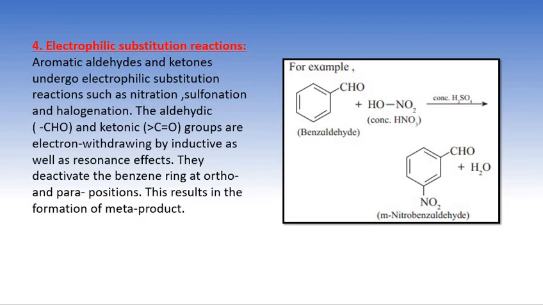For example, when benzaldehyde reacts with nitrating mixture, it will give you meta-nitrobenzaldehyde. On halogenation, you will see the formation of meta-chlorobenzaldehyde. In sulfonation, you will see the sulfonic acid group on the meta position, and in Friedel-Crafts, you will see the methyl group on the meta position.